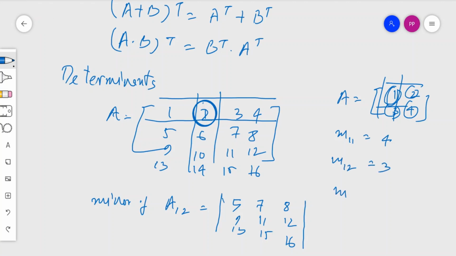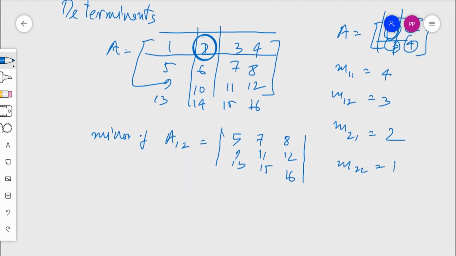So minor of second row first element. Here it is 3, so you remove the row and column, it becomes 2, so M22 becomes 1. Now next comes the sign of the terms, so that is why we require to find the cofactors.